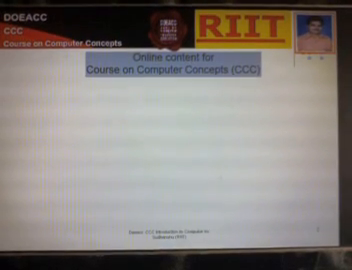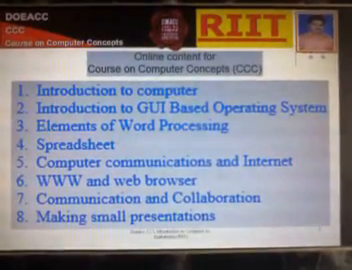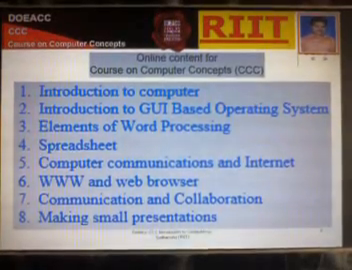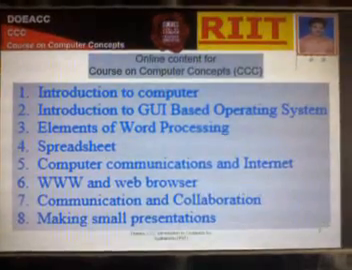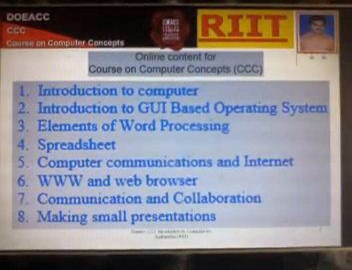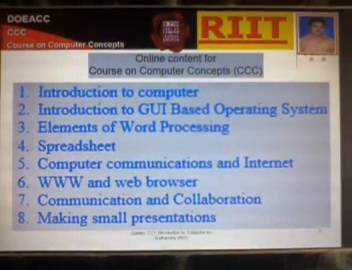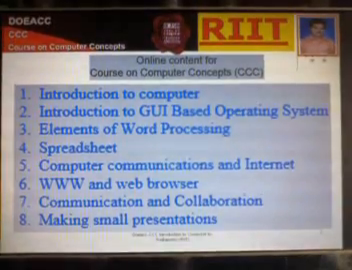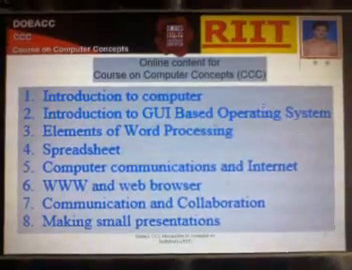Online contents for course on computer concept. The syllabus covers Introduction to Computer, Introduction to GUI based operating system, Elements of word processing, Spreadsheet, Computer communication and Internet, World Wide Web and web browser, Communication and collaboration, and Making a small presentation.